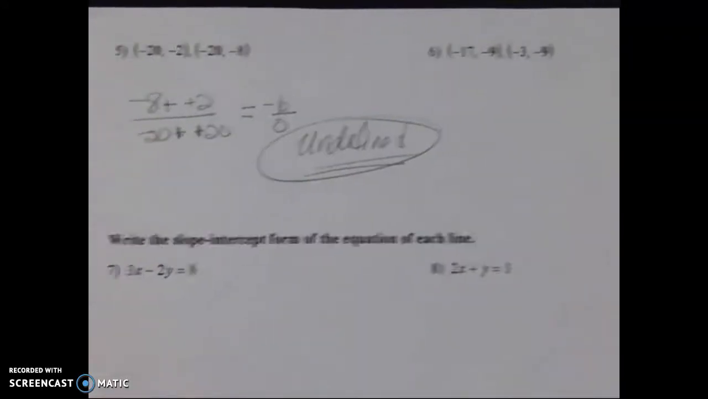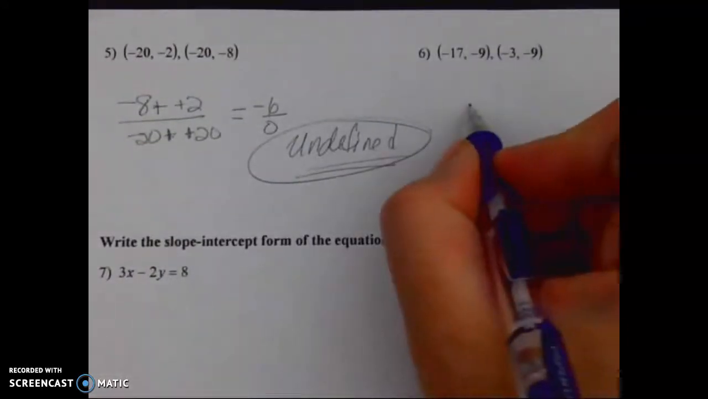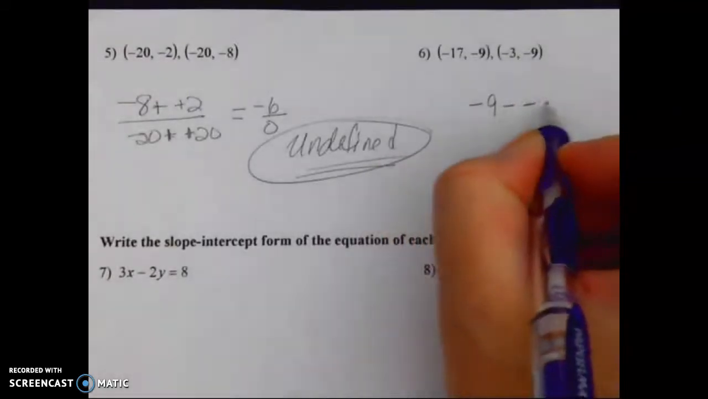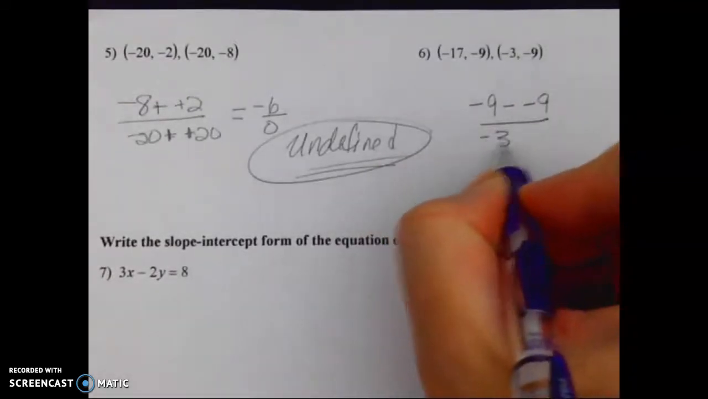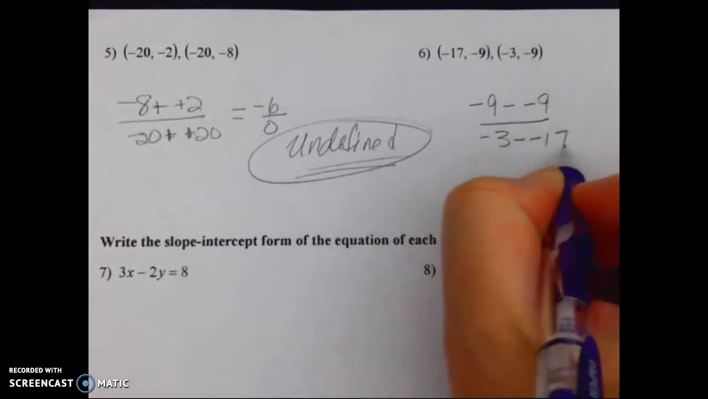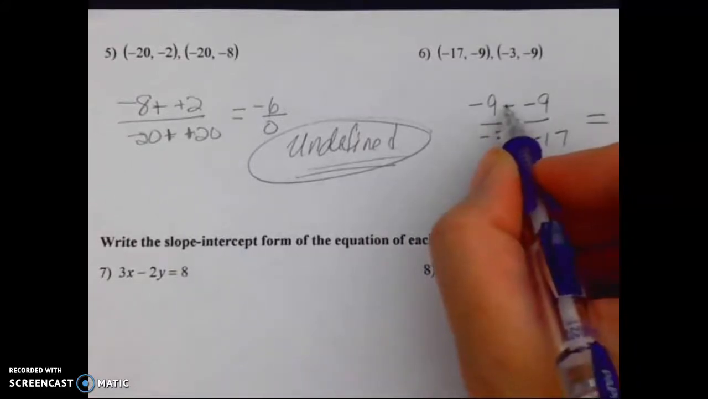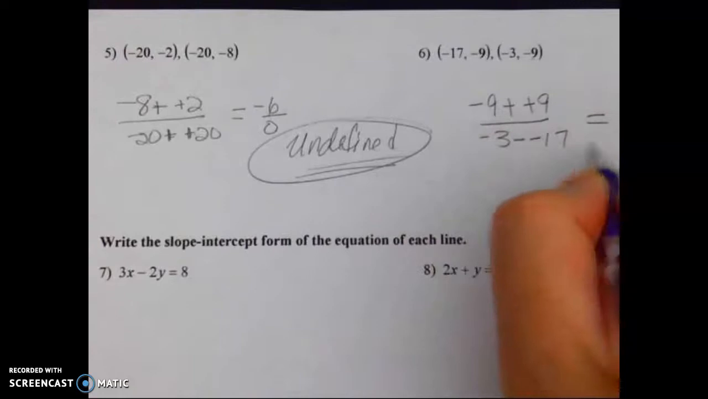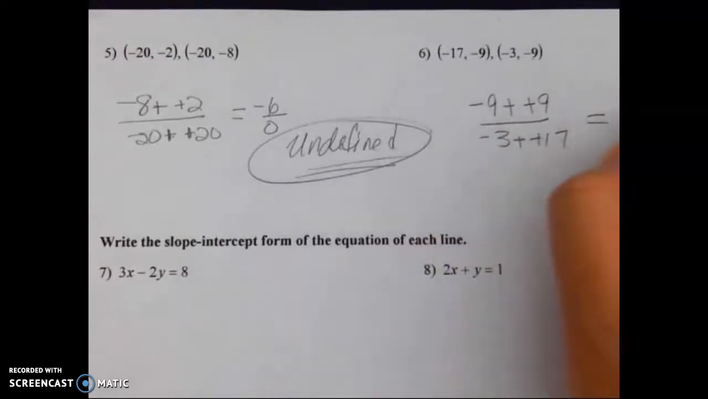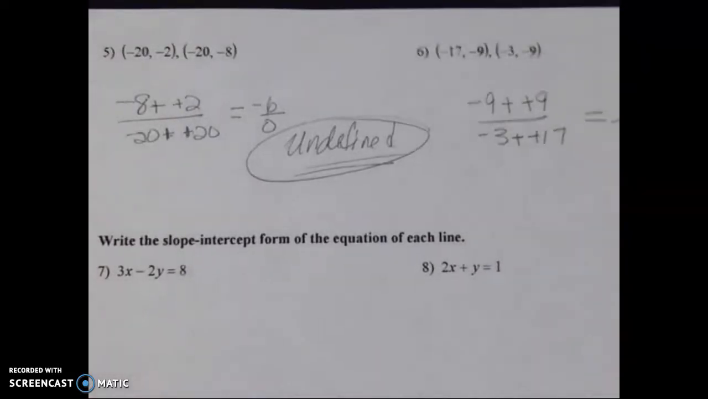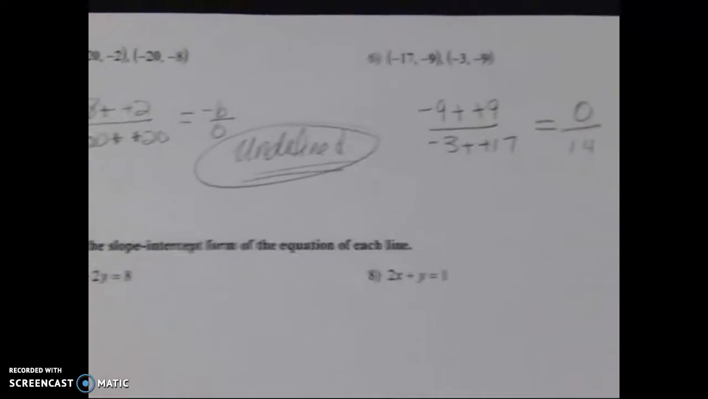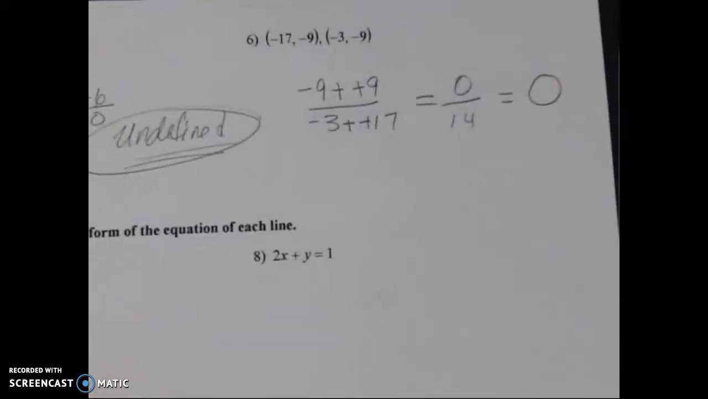Let's do number 6. Your y value is -9 minus -9, -3 minus -17. Minus a negative. Do it again. 0 over 14. Hey! It's 0. Oops, oops, oops. There. Sorry, kids.